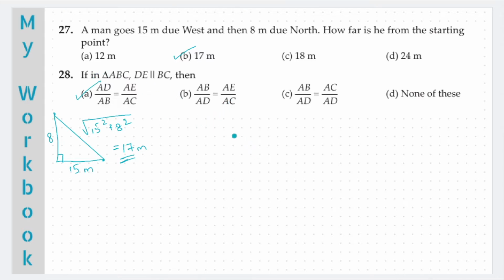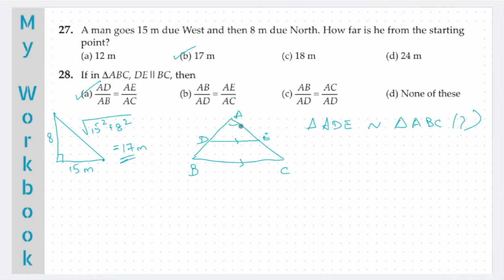Question number 28. In triangle ABC, let's have a rough diagram so that it will be easier for us. In triangle ABC, DE is parallel to BC. So BC is the base. So let's have DE, both are parallel. So when we have such a scenario where DE is parallel to BC, we can always prove that triangle ADE is similar to triangle ABC. How?